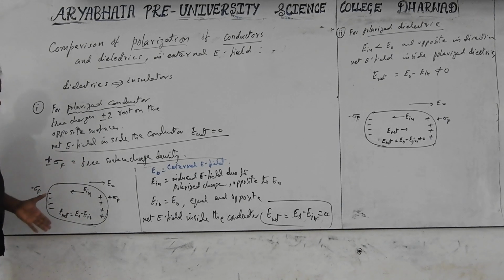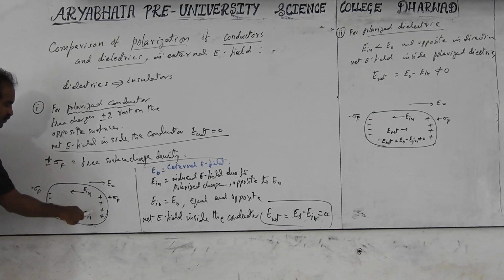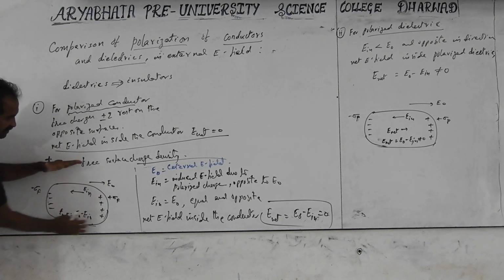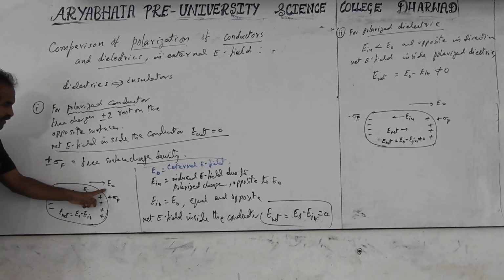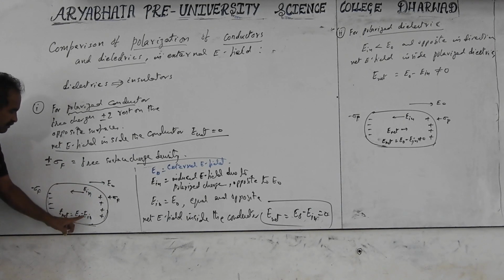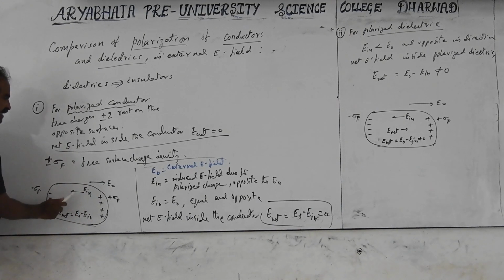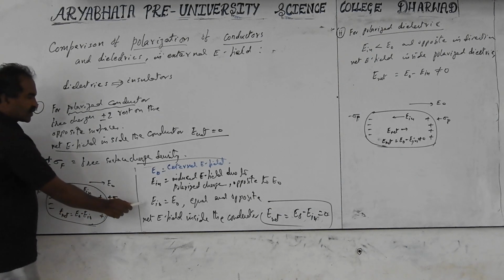What about the field inside? Because of the plus and minus polarized charges, an electric field is induced from plus to minus inside the material. So inside this material, two fields are there. One is the induced electric field, and the external field is also there. Then the resultant field becomes equal to E0 minus E induced. But for conductors, E induced is equal to E naught.